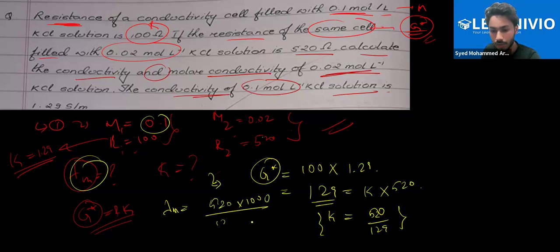Divided by 129 and multiply by the molarity, which is 0.02. So after solving, you'll get your answer. Understood? Okay, so this is the process that you have to follow. Now, the next question.